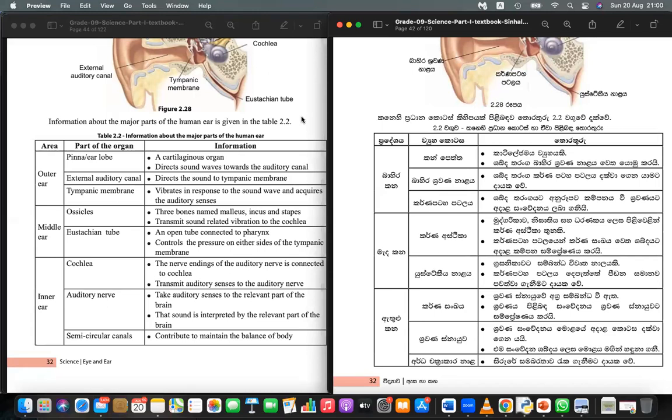Right. The cochlea is that special, at-sign-like thing, shaped like a snail shell, right?